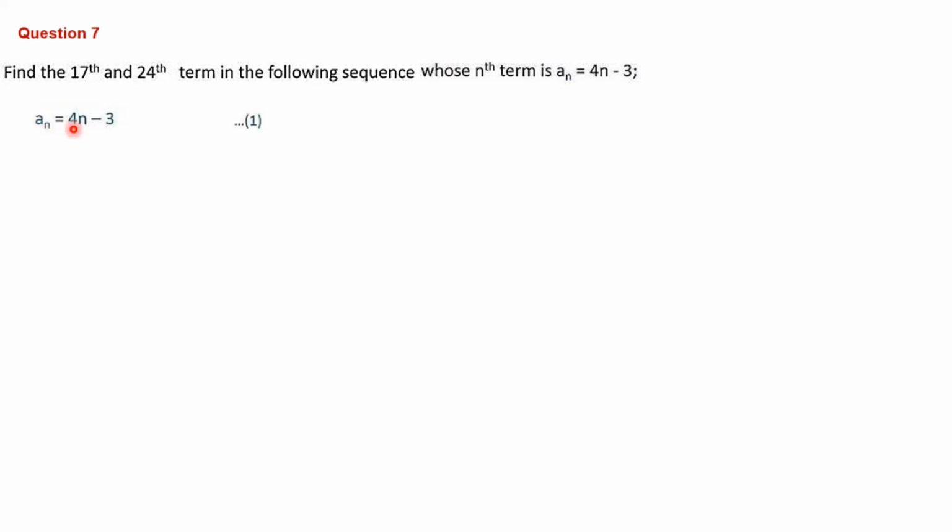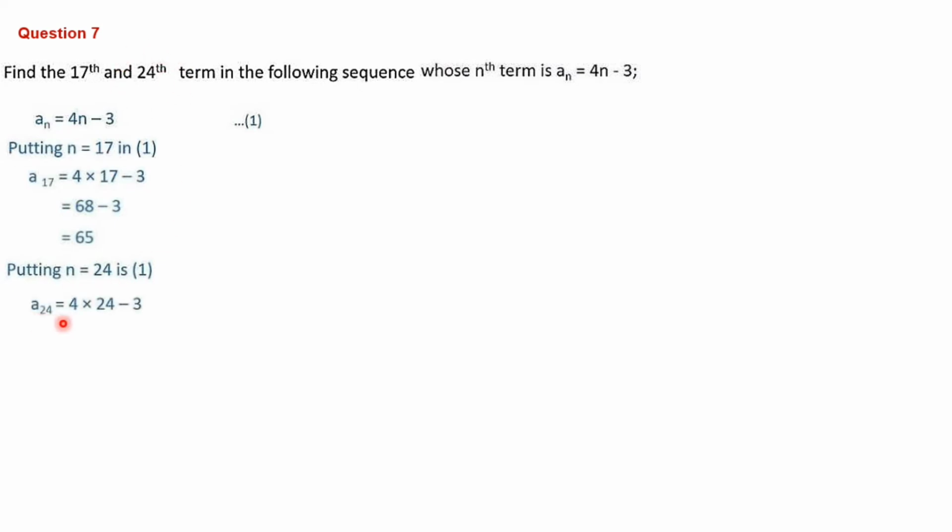An is 4n minus 3. Equation number 1 we can make. Putting n is equal to 17, we will get the 17th term. So a17 is equal to 4 into n, replace and put 17. 4 into 17 minus 3. 4 into 17 is 68 minus 3, that is equal to 65. 17th term is 65. Next, 24th term means n is equal to 24 we have to put. So a24 is equal to 4 into 24 minus 3. So 4 into 24 is 96 minus 3, that is 93. So the 17th term is 65 and the 24th term is 93.